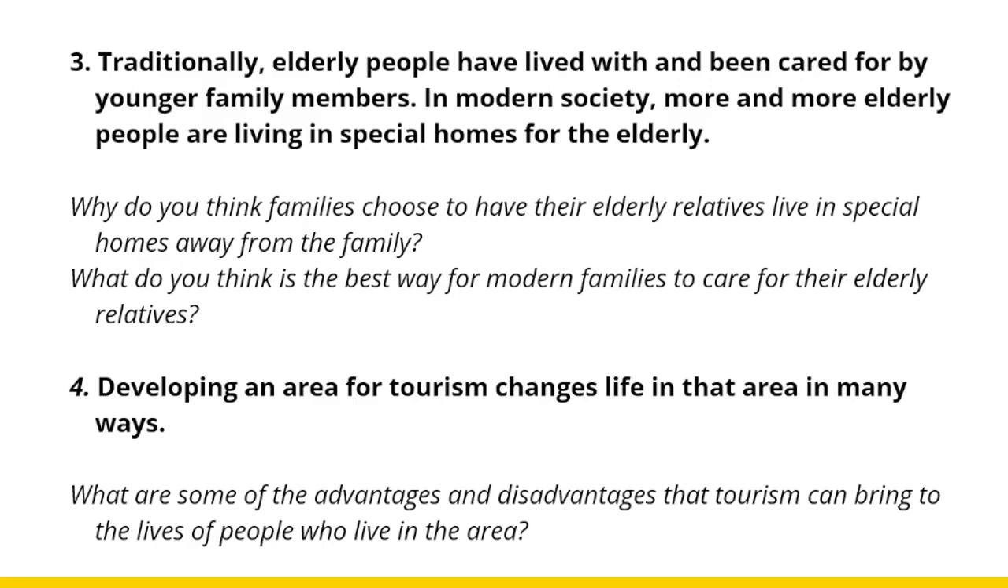So that means when you'll be writing your essay, your body paragraphs have to stay focused on these 2 questions. For example, your body paragraphs 1 and 2 can be 2 reasons why you think families choose to have their elderly relatives live in special homes away from the family. So you would write body paragraph 1 explaining 1 reason for this problem, and body paragraph 2 can be a second reason explaining the same problem basically, and your body paragraph 3 could be the answer for your second question.